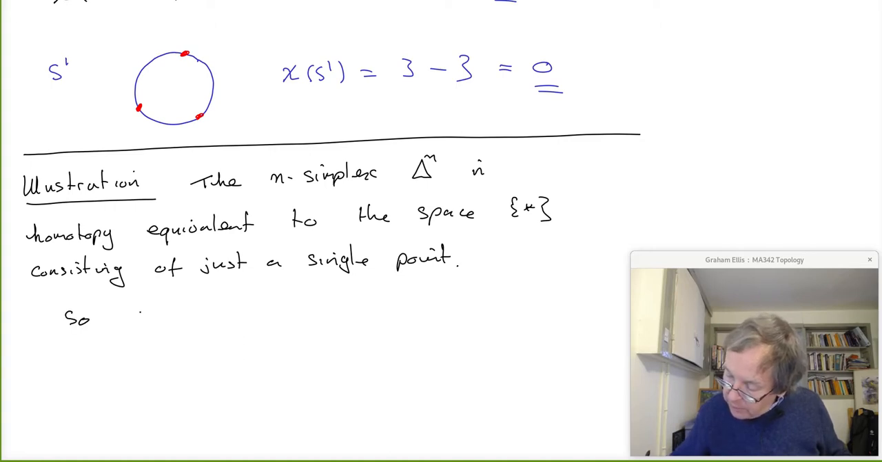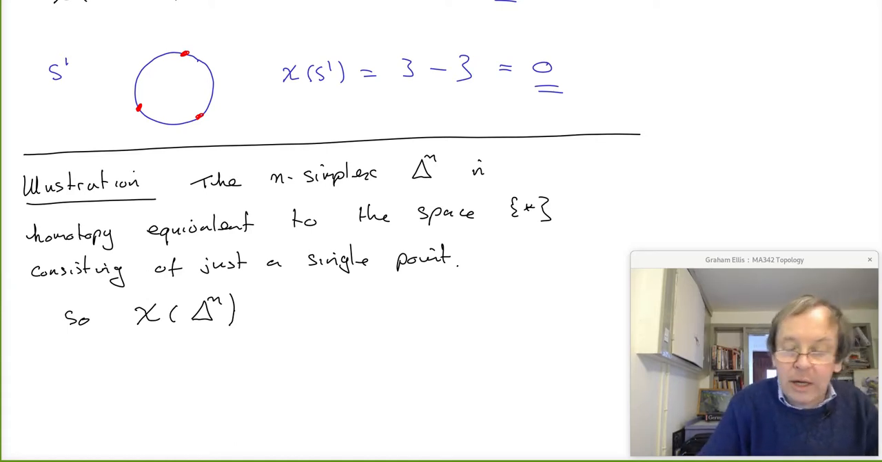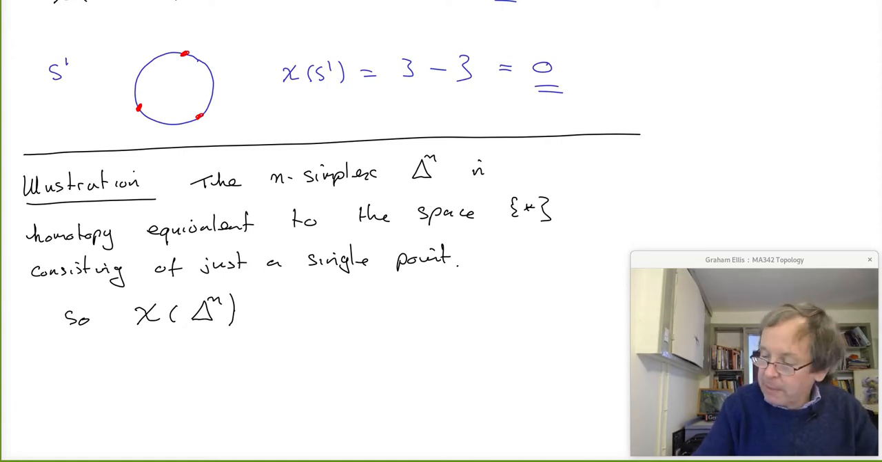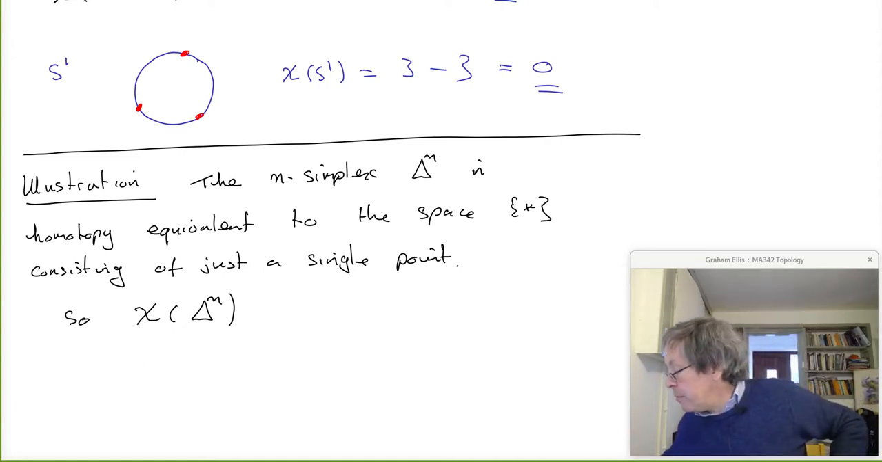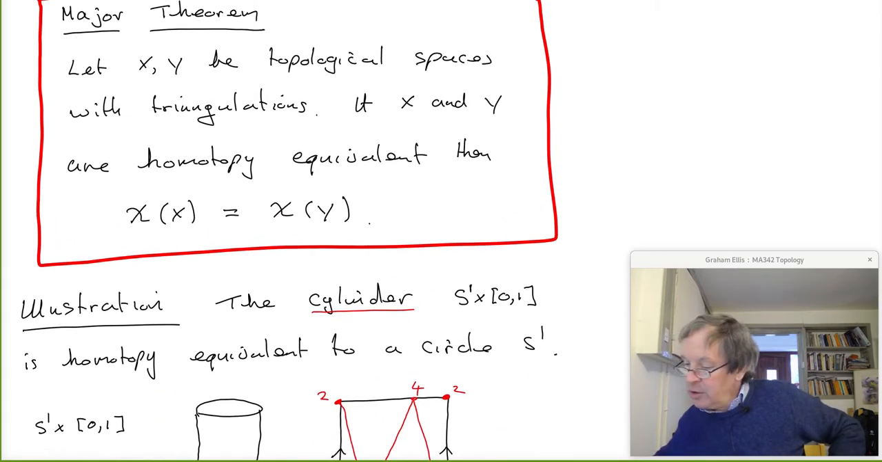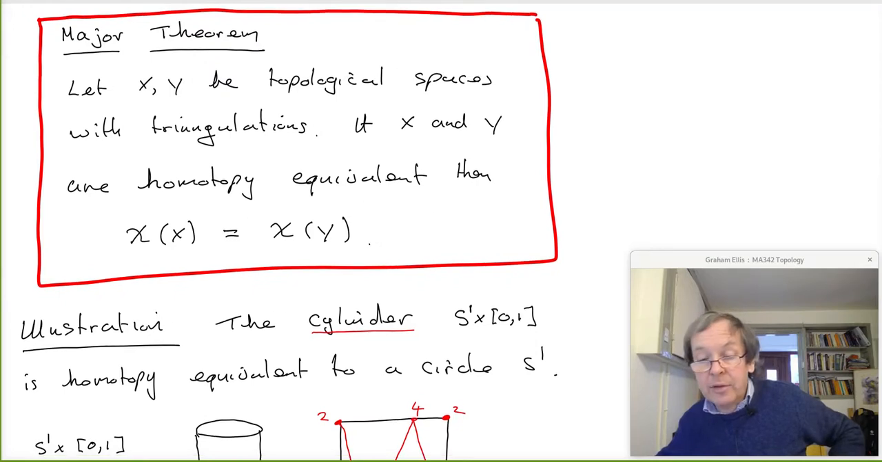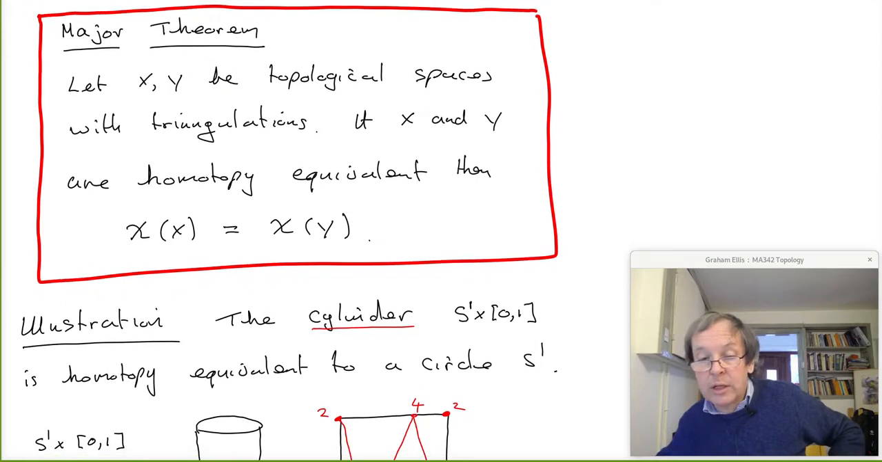So, who can tell me what is the Euler characteristic of an N simplex? If you don't like N, take N equal to 4. What's the Euler characteristic of a 4 simplex? But do remember that I'm trying to talk about the major theorem, which says that if two spaces are homotopy equivalent, they have the same Euler characteristic. That's what I'm trying to get across.